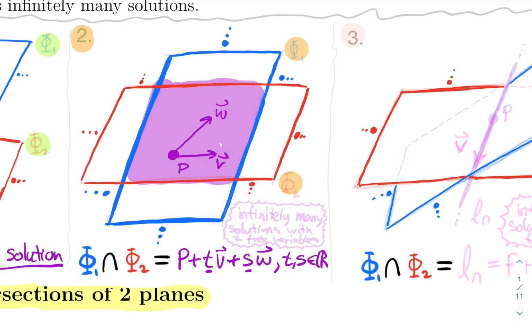So your system will have infinitely many solutions. But, and that's the important part, with two free variables. That's the key part here: we have two, because the third case will also have infinitely many solutions, but we will only have one free variable, and you'll see that right now.